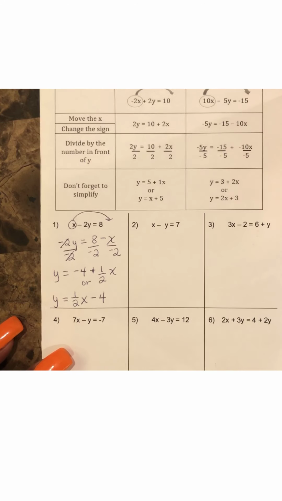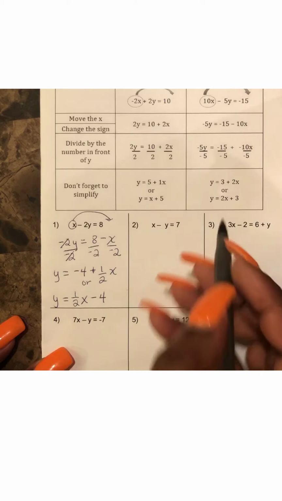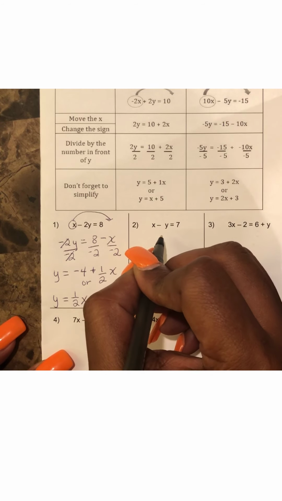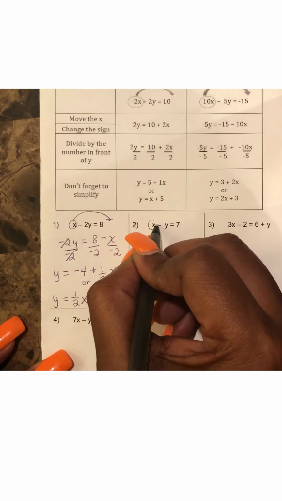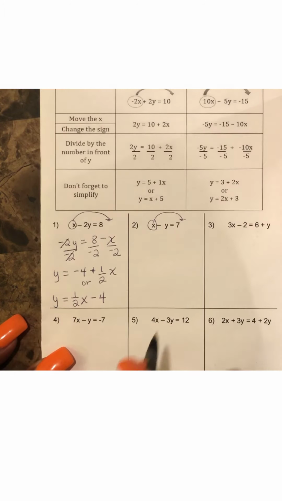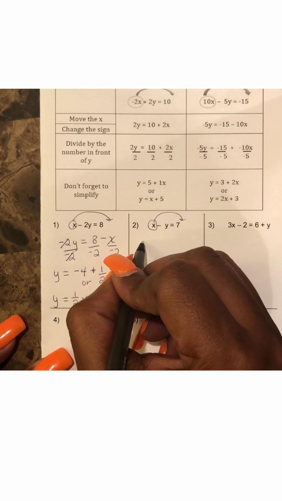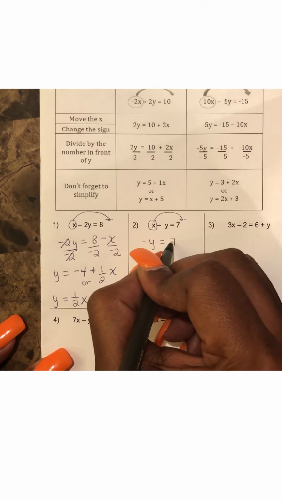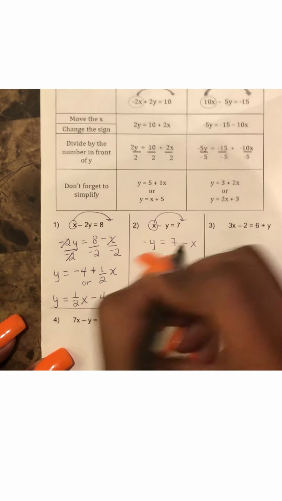Let's take a look at number 2. For number 2, we have x minus y equals 7. Sing your little jingle. To move the x, change the sign. Our positive x changed to a negative x. So we have negative y equals 7 minus x.